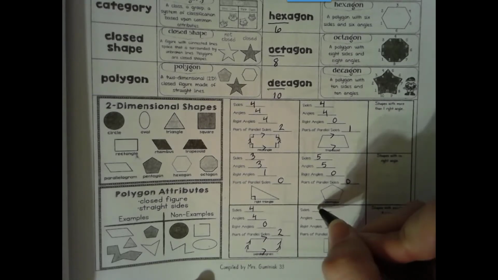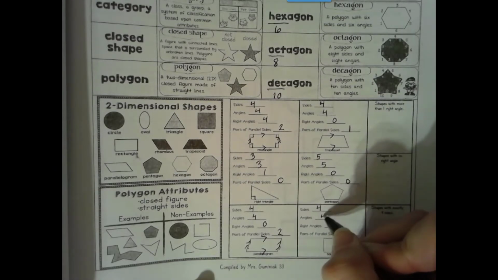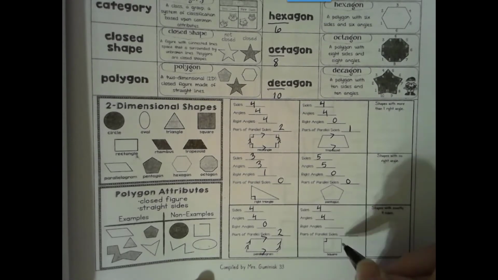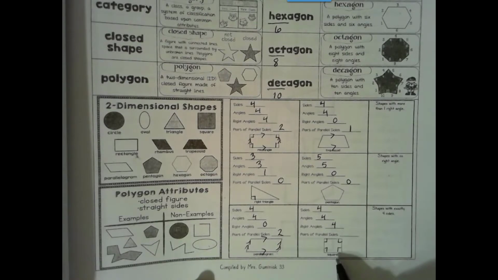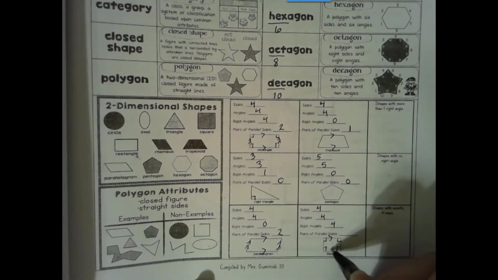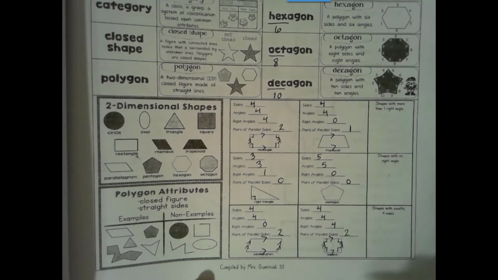Here, a square, we have 4 sides. We have 4 angles. And all 4 angles are right angles. So it is a rectangle. And pair of parallel sides, well, these 2 are parallel, and these 2 are parallel. So we have 2. So it's also a parallelogram. Now looking at this information, we're going to categorize them.